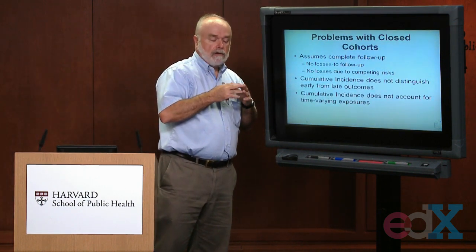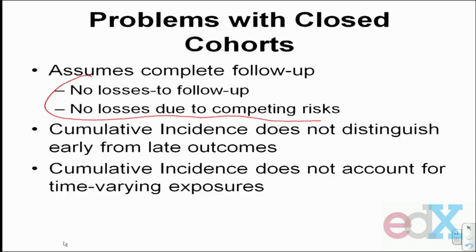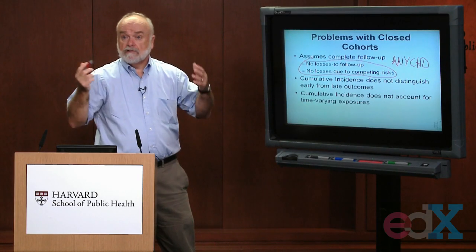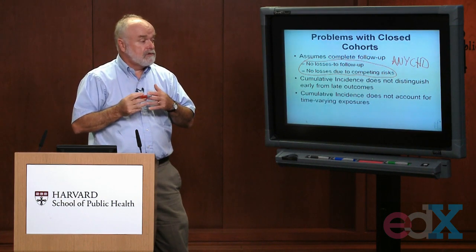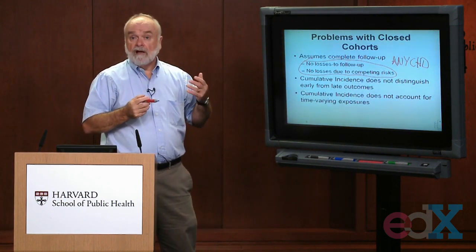Now, what I was mentioning a minute ago was the problem with closed cohort studies: they no longer allow you to measure cumulative incidence when you have losses to follow-up or losses due to competing risks. For example, when we used the outcome NECHD in our Framingham data set, we were unable to measure cumulative incidence. We had to measure incidence rates. So cumulative incidence is not useful when you have losses to follow-up.